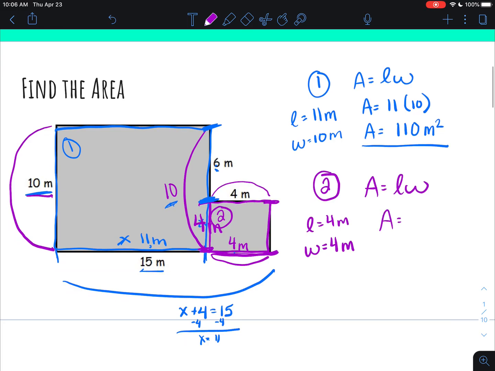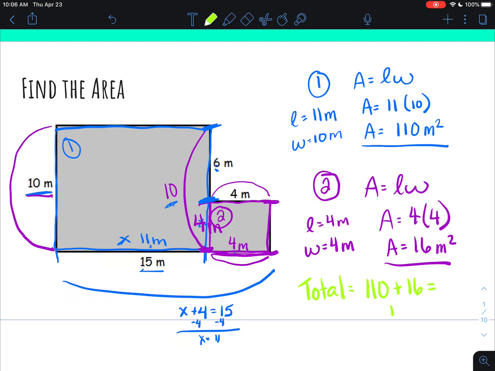So now that I know my length and my width, I can plug them in. 4 times 4, the area is 16 square meters. So now that you did all of that work, you're not done. You have one more thing you still need to do. I need to find the total area. To find the total, you would add 110 plus 16 to get 126 square meters. And that right there is the area of your compound polygon.